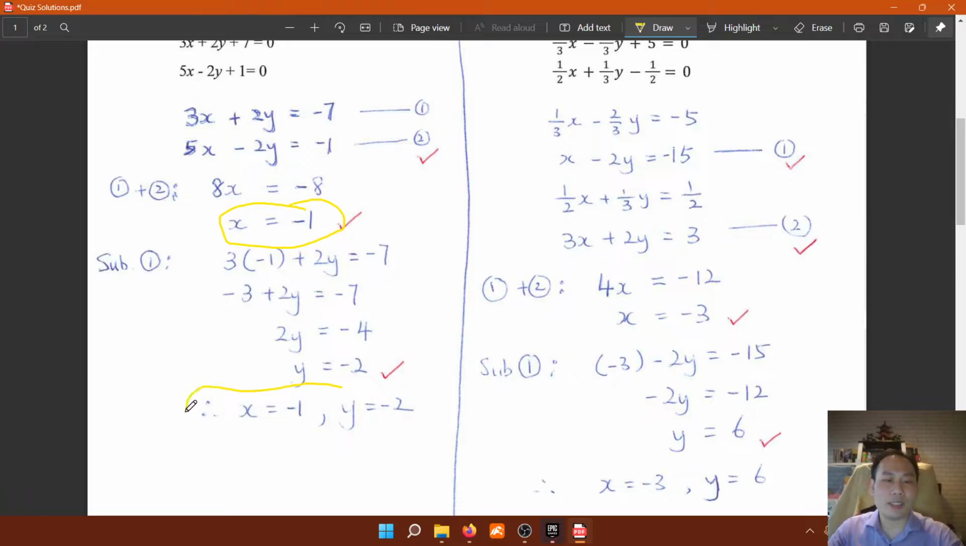Finally, good habit, right? Always write out the solution properly as a final statement. x is equal to negative 1, y is equal to negative 2. Okay, so that is the first question.